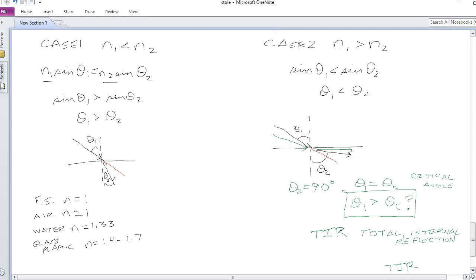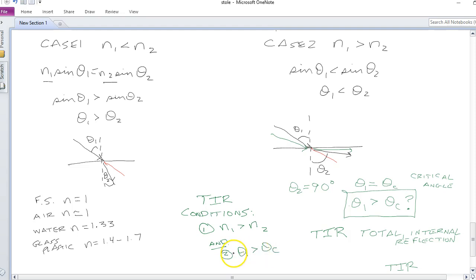It's when all of the incident light reflects back into the incident material. What are the conditions for TIR? Okay, because this doesn't always happen. There are, the way I'm going to count, two. First of all, this can only happen if the light is in a higher index material trying to enter a lower index material. So N1 has to be bigger than N2, but that's not the only condition. And the second condition is that the angle of incidence has to be greater than the critical angle.